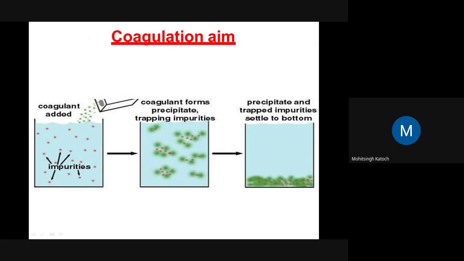These coagulant particles trap the negatively charged impurities, and after a certain duration, the precipitate which has trapped the impurities settles down at the bottom in the form of sludge, and this sludge can be removed easily, and we can take clear water from the top layer of the tank. So in this way, coagulation and flocculation is achieved.